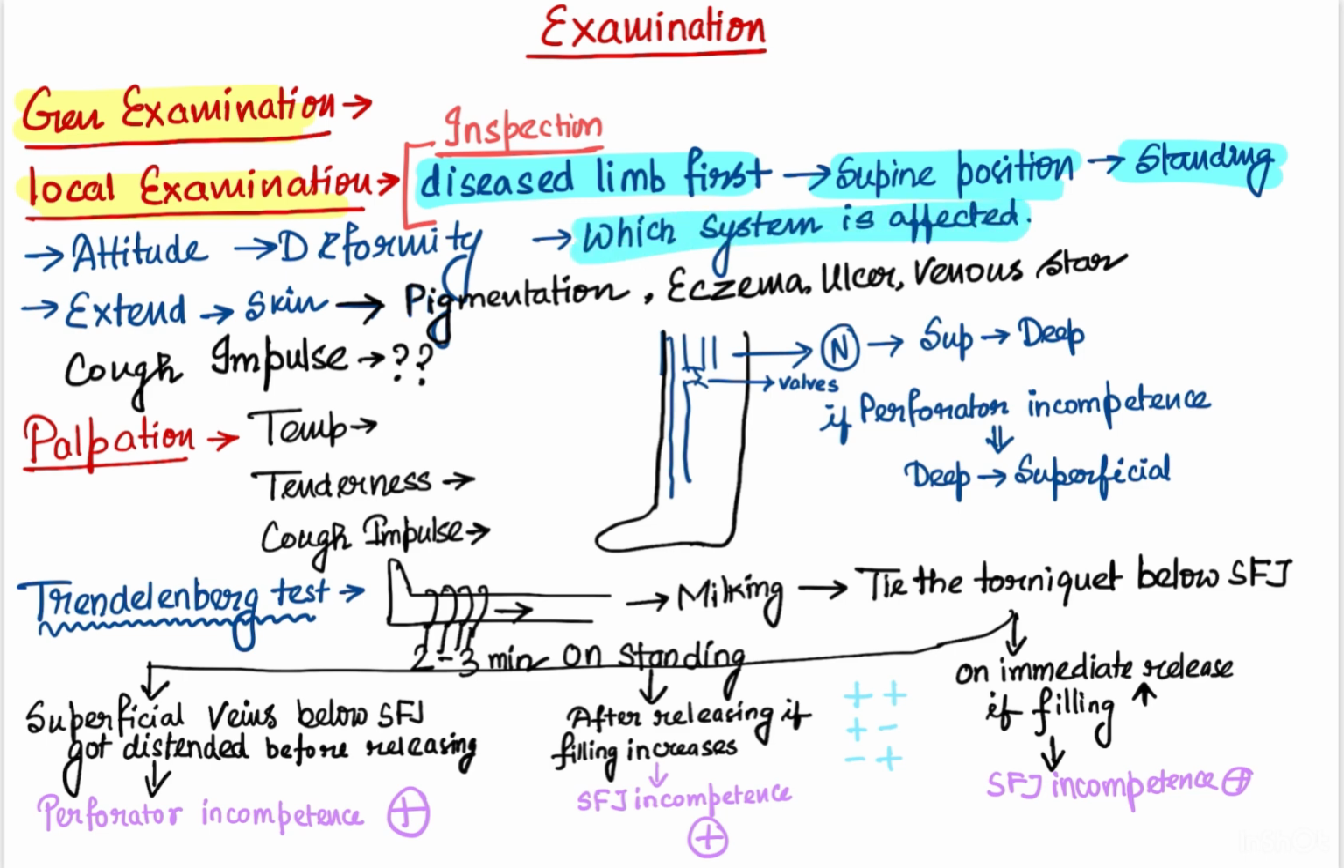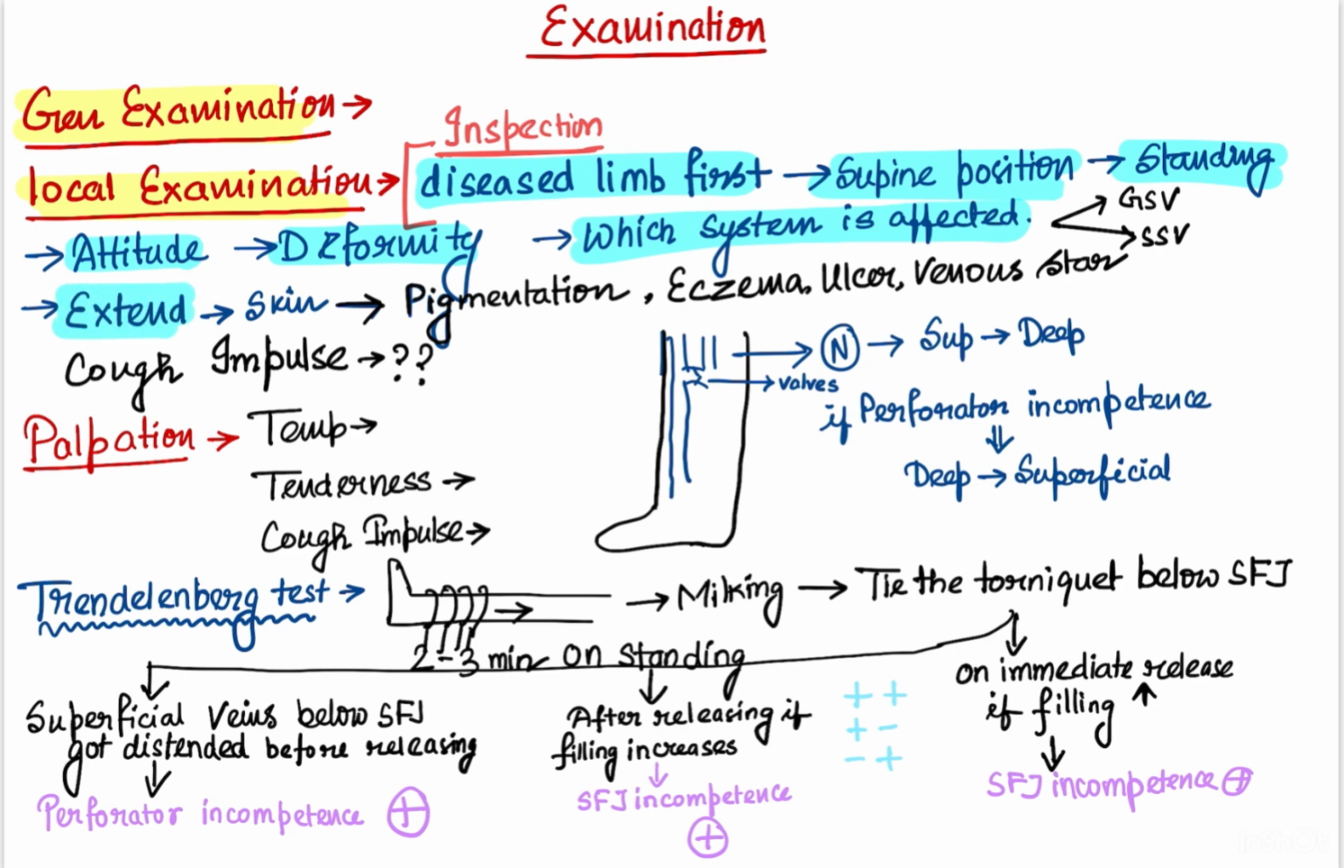That means the great saphenous system, that is mostly in the upper part, short saphenous vein. So we have to look which system is affected mostly, and all other, if any other system, communicating veins and the tributaries, and if both great and short saphenous vein is affected, so we have to check that. We also have to check the attitude and deformity of the limb.